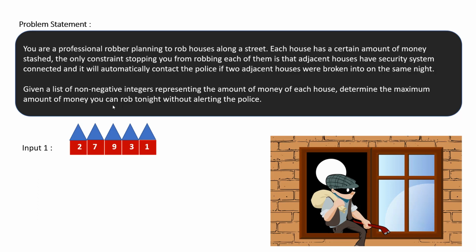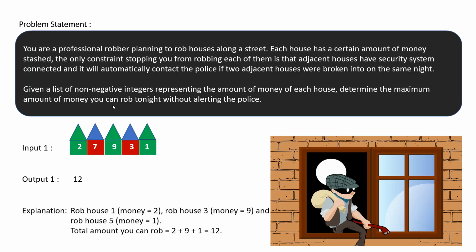So the maximum collection which you can get from this array is 12. But how? You have to choose 2, 9 and 1. So here, if you rob the houses highlighted in green color, you will get a total amount of 12, because 2 from the first, 9 from the third and 1 from the fifth one. So if you total it, you will get 12.